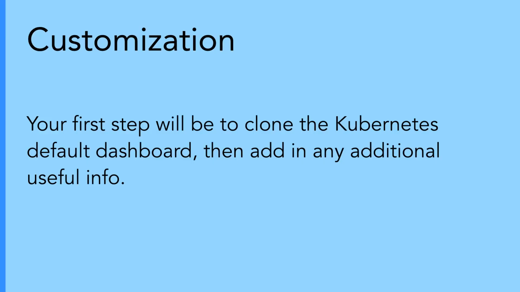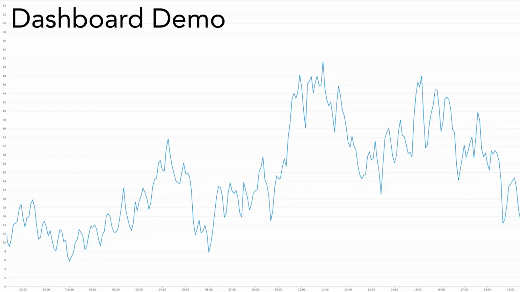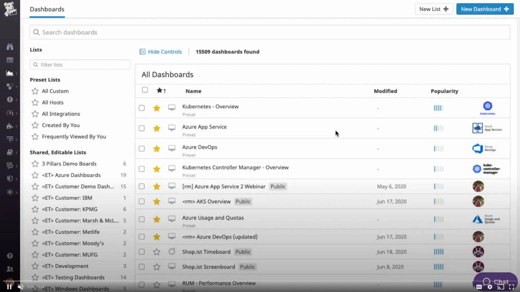All right, so in terms of customization, your first step will be to clone that dashboard that we just talked about, and then start adding in any other useful info that you might find handy. So for us, what we're going to do, again, 3-step process, we're going to clone the default dashboard, add metrics for our Azure dependencies, and then share it out to the team. So we'll go over setting up your dashboard. We'll take the default dashboard, duplicate it, add some of that relevant info, and share it out.